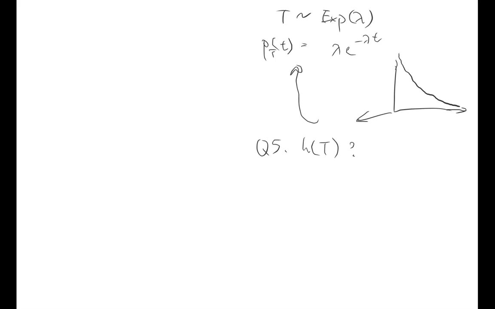By the way, let me make it easier for you. I will give you one thing: the expectation of T is equal to 1 over lambda. So this will make it easier. If I have a distribution like that, the mean is given by 1 over lambda.